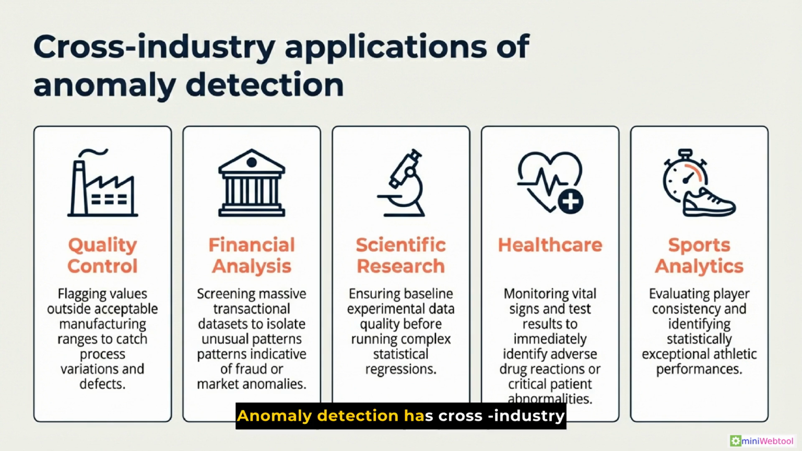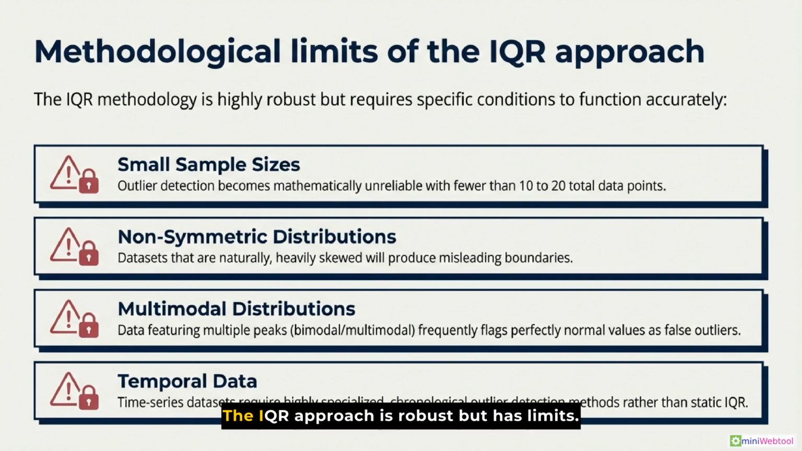Anomaly detection has cross-industry applications. It is used in quality control, financial analysis, scientific research, healthcare, and sports analytics to flag unusual and critical patterns. The IQR approach is robust but has limits. It is unreliable for small sample sizes, non-symmetric distributions, multimodal distributions, and temporal data, which require specialized methods.